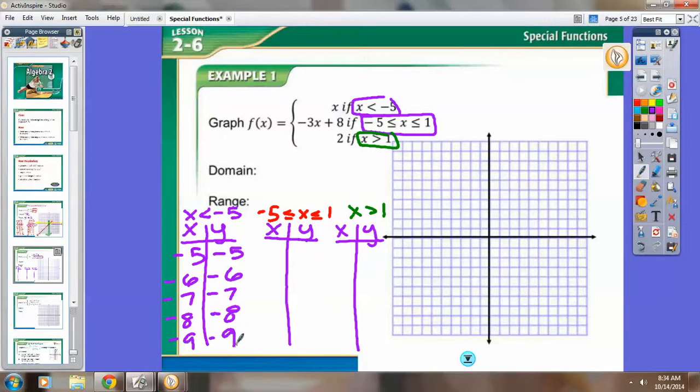Let's go ahead and plot these points on our graph. When you do your first point at (-5, -5), will we use an open or closed circle? How do we tell? An open circle. Is -5 included? No. It needs to be an open circle. (-5, -5), an open circle. (-6, -6), a closed circle. Everything else is closed. It's just that endpoint that we've got to worry about.